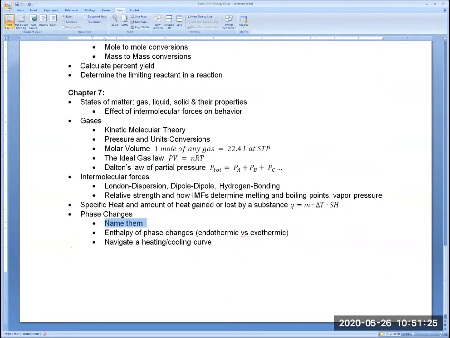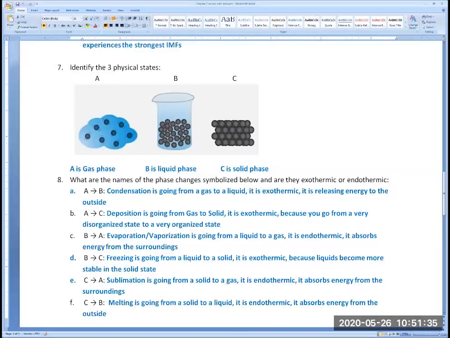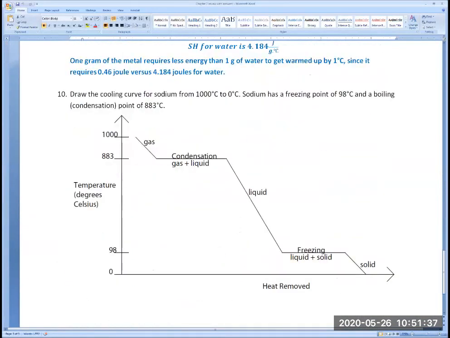Then be able to navigate a heating or cooling curve. There was an example here, to be able to understand this type of curve that shows what happens to the temperature of a substance and also to its phase when you decrease the temperature and remove heat. For example, here it's a cooling curve, but understand what happens when it's a heating curve, when you're adding heat and then the temperature increases.